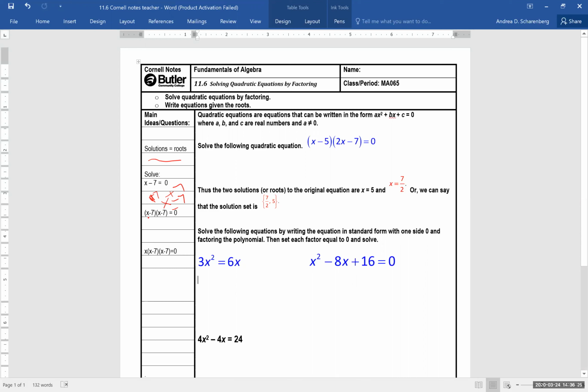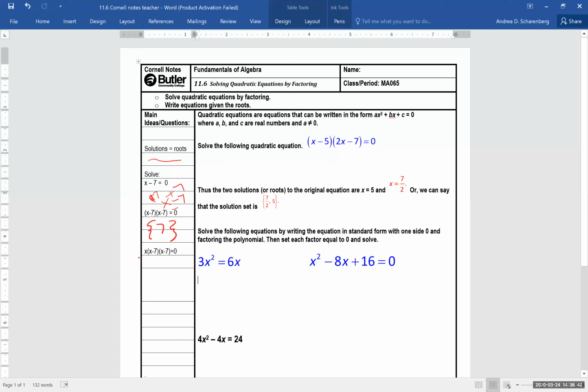If we had x minus 7 and x minus 7, two factors, the solution to this, you wouldn't write 7 twice. The solution to this is just 7, and these little squiggly lines are called the solution set.